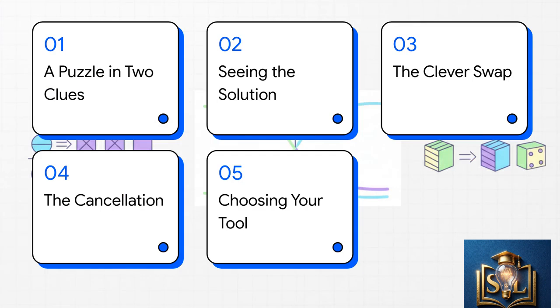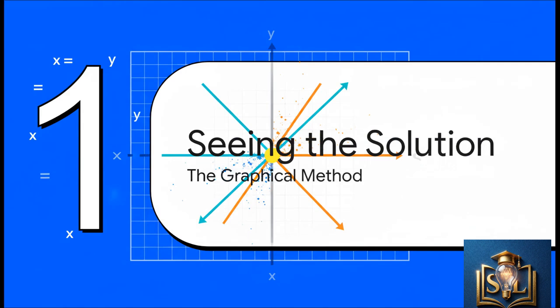So, here's our game plan for building that toolkit. First, we're going to actually see the solution. Then, we'll get into two really powerful algebraic methods. One I like to call the clever swap, and another called the cancellation. And to finish it all off, we'll talk about how to pick the perfect tool for any puzzle you come across.